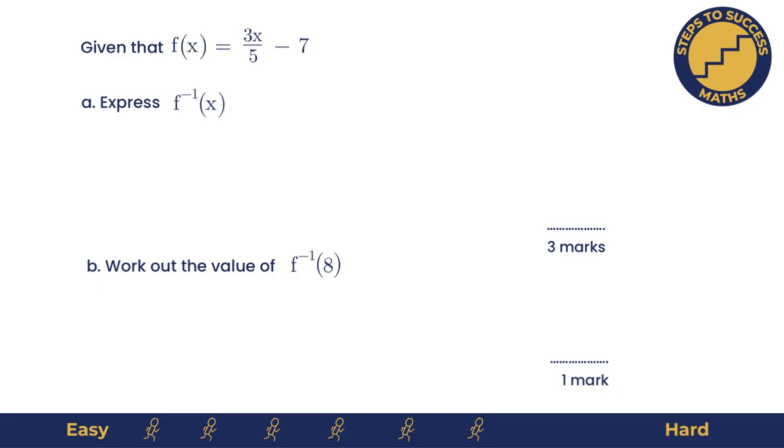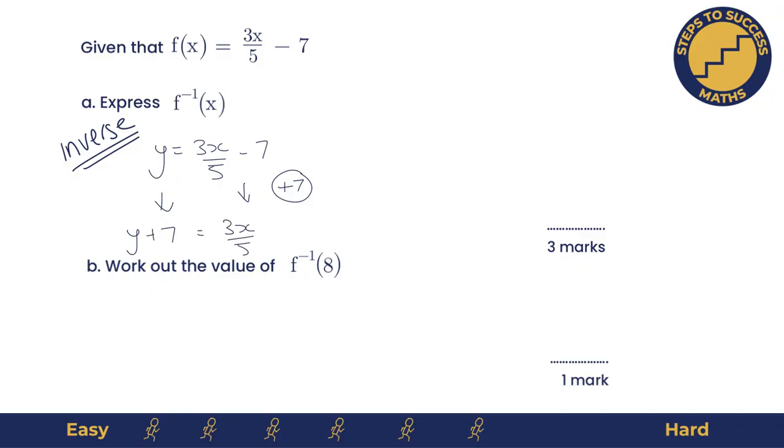Given that f of x is 3x divided by 5, take away 7, express f to the negative 1 of x, so the inverse of f. So start by writing the function as y equals 3x over 5 minus 7 and change the subject. So we want to make x the subject. Add 7 to both sides. Y plus 7 is equal to 3x over 5.